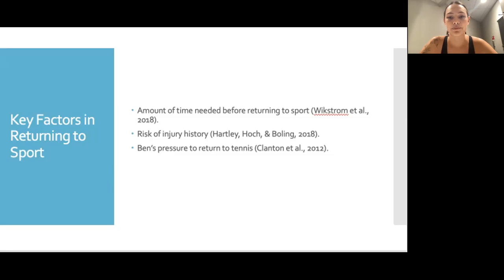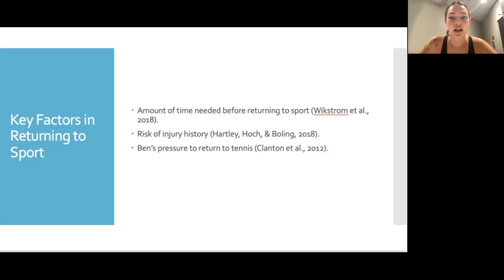The most critical risk factor for Ben is his injury history, as this is not his first lateral ankle sprain. He has 6 times greater risk of re-injury compared to someone who has no history at all. This is due to the likeliness of a reduced mechanical stability and reduced proprioceptive ability.